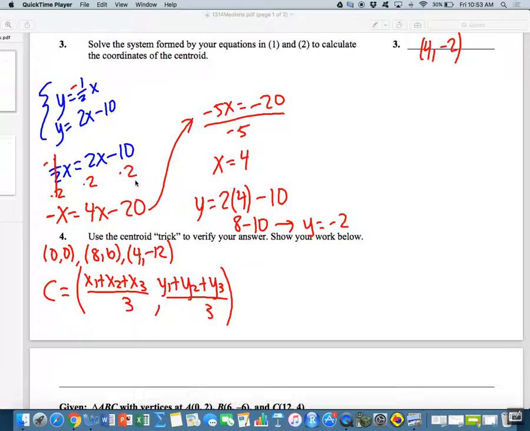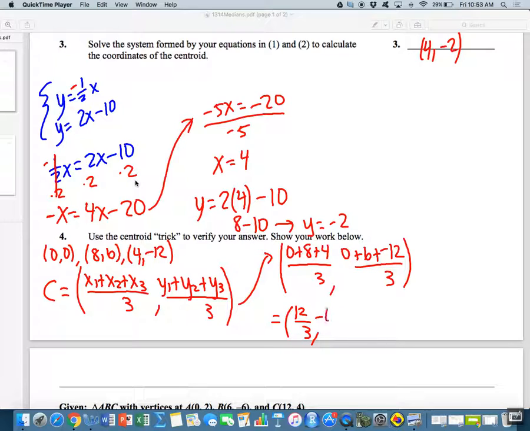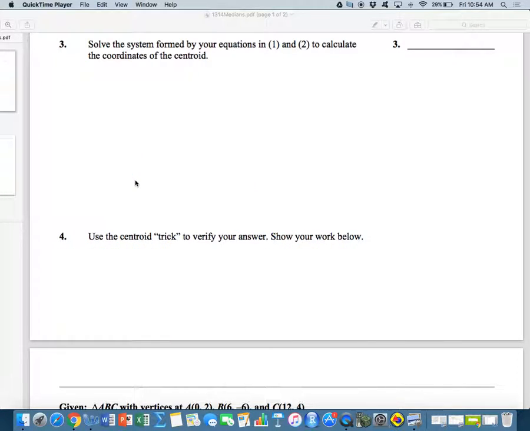So these are our 3 points. Our x's are 0, 8, and 4. So you get 0 plus 8 plus 4 over 3. And then our y's are 0, 6, and negative 12 over 3. So this is 12 over 3, and then negative 6 over 3, which simplifies to 4 comma negative 2. So that checked our answer. At this point, if you get a different answer than you did in 3, you did something wrong somewhere, either number 1, number 2, or number 3. So you're going to have to go back and figure it out. Do we have any questions on the process for median?